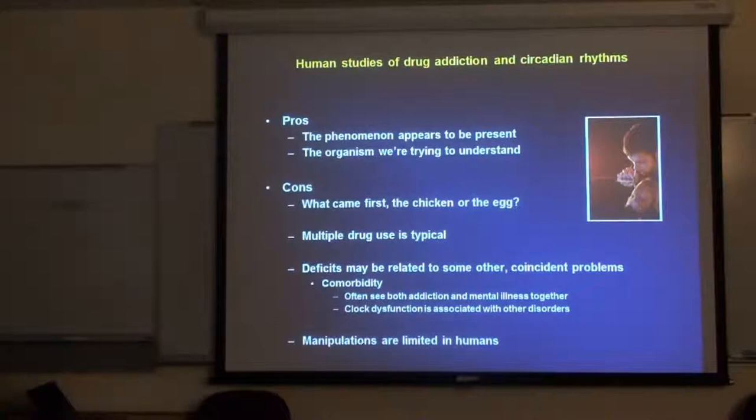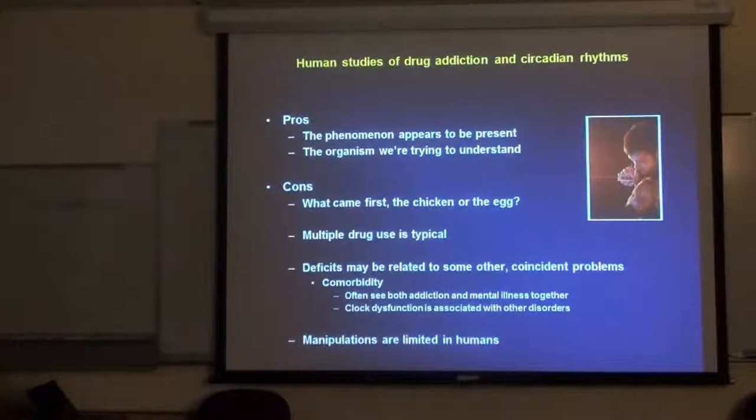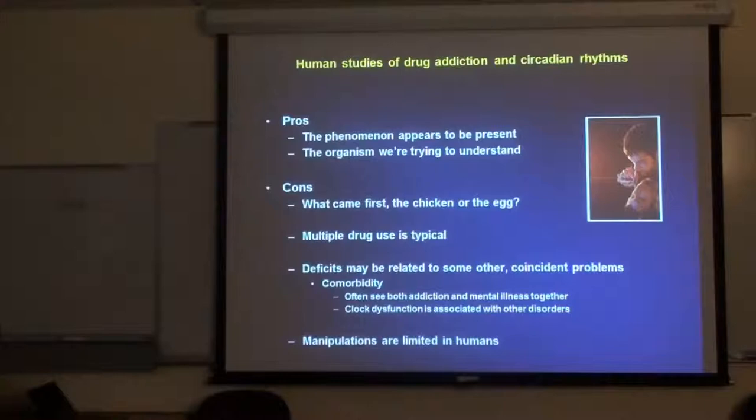And it's also potentially a big issue with clock dysfunctions, circadian rhythm dysfunction, as I just mentioned. There's this potential relationship between circadian rhythm dysfunction and depression, and then there's a relationship between depression and addiction, and who knows what direction those relationships go in. And then, of course, the big limitation is that the manipulations we have at our disposal with humans are somewhat limited, right? There's only so many things that we can ethically do or would ever consider doing to people. So that leads a lot of folks to turn to animals as a model to try to study these things.